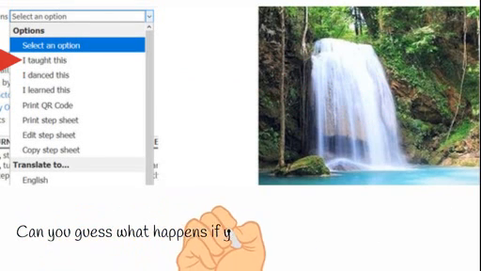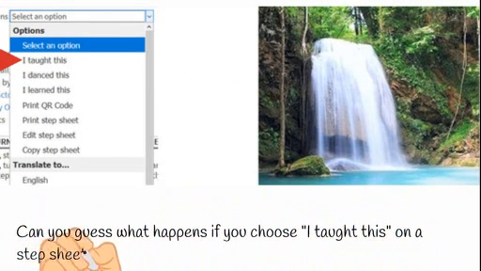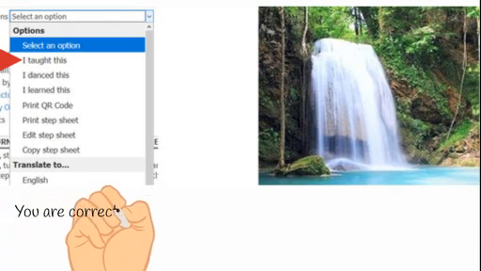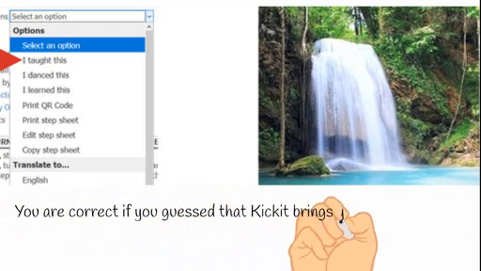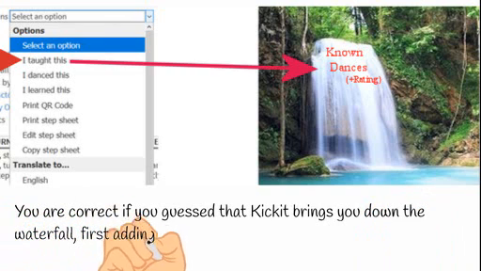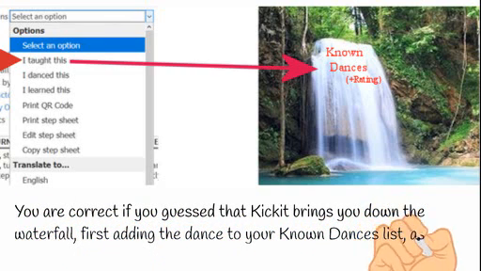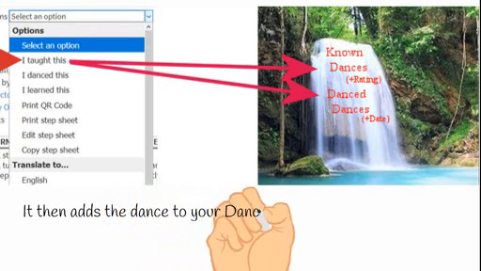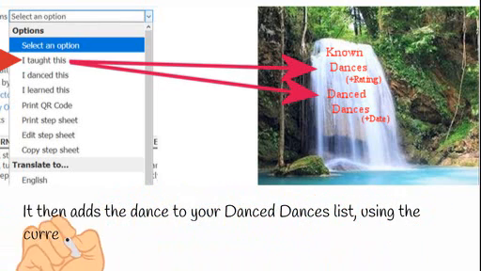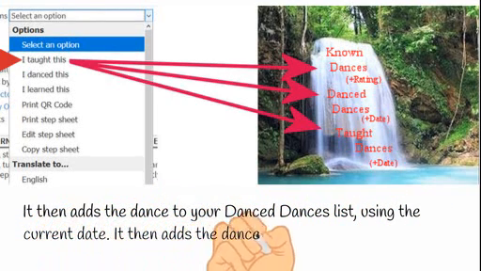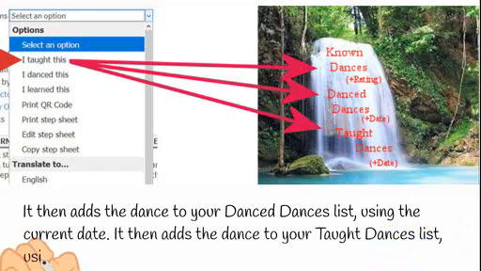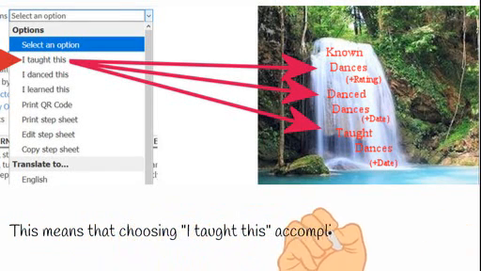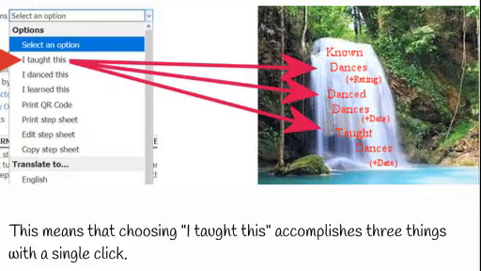Can you guess what happens if you choose I taught this on the step sheet for a dance that is not yet on your known dances list? You were correct if you guessed that Kickit brings you down the waterfall, first adding the dance to your known dances list, asking for your rating. It then adds the dance to your danced dances list using the current date. It then adds the dance to your taught dances list using the current date. This means that choosing I taught this accomplishes 3 things with a single click.